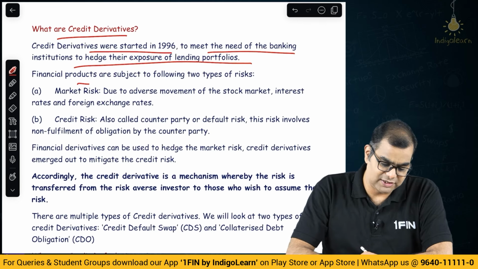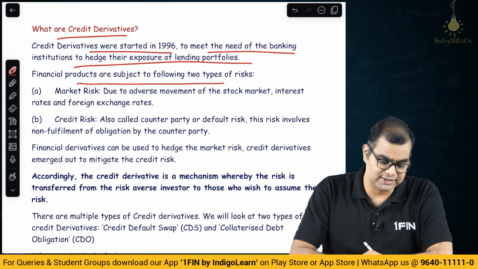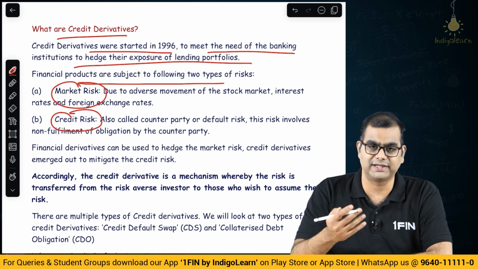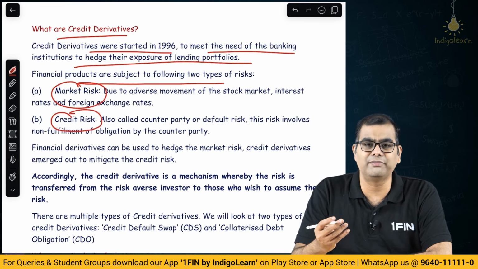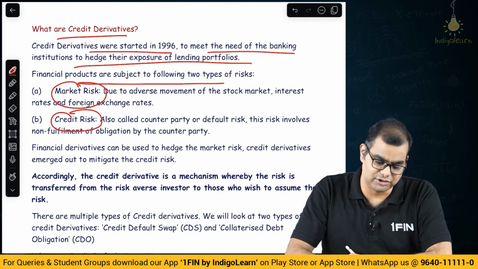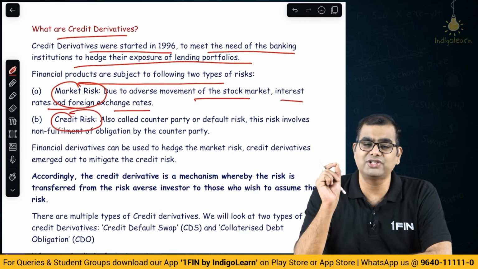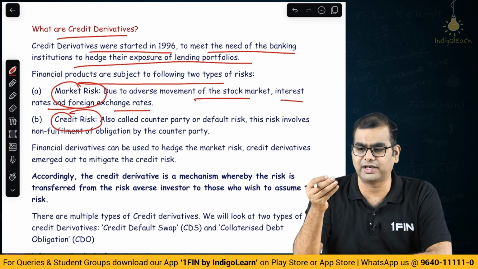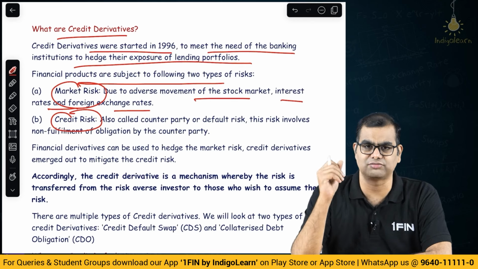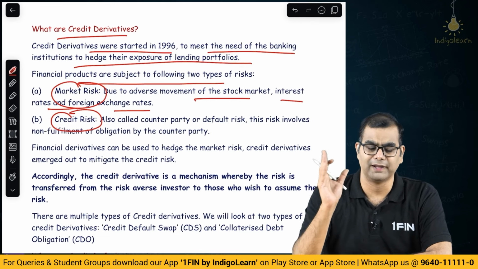So basically, all financial products are subject to two types of risk. One is market risk, the other one is credit risk. Market risk means when you have changes in interest rate, or some basic price of the underlying, movement of stock market, interest rate, foreign exchange rate, some kind of a financial measure, then the price of your underlying changes. When I say underlying, your stock or bond or currency or gold, metal, commodity, anything, right?